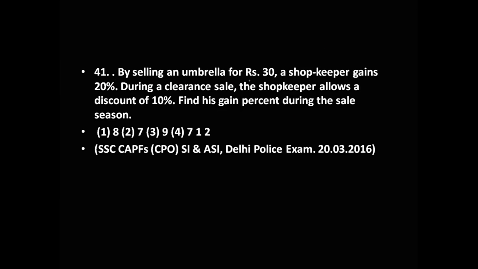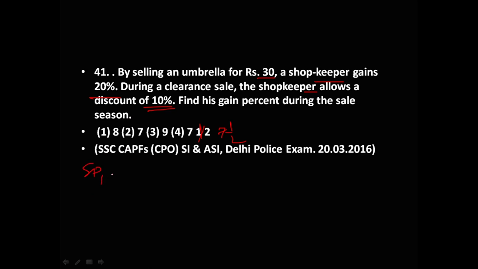By selling an umbrella for rupees 30, a shopkeeper gains 20%. During a clearance sale, the shopkeeper allows a discount of 10%. So what is the gain percentage during the sales season? Okay, fine. So how can we solve it?